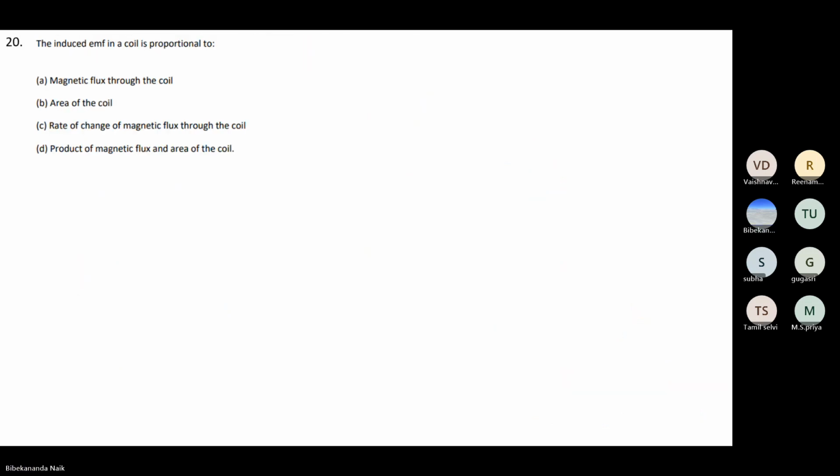Yes, same. Let's go to the next question. The question says the induced EMF in a coil is proportional to magnetic flux through the coil, area of the coil, rate of change of magnetic flux through the coil, or product of magnetic flux and area of the coil. We have discussed many times this same thing. So can anyone tell me what will be the correct option?